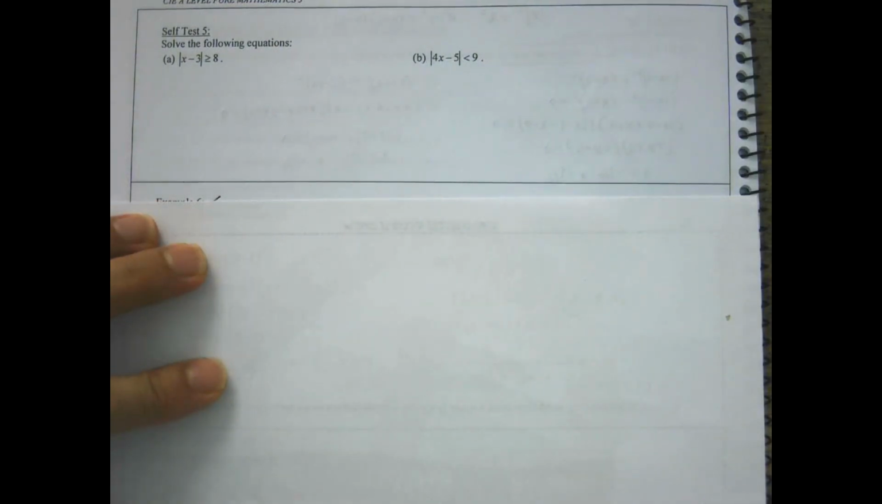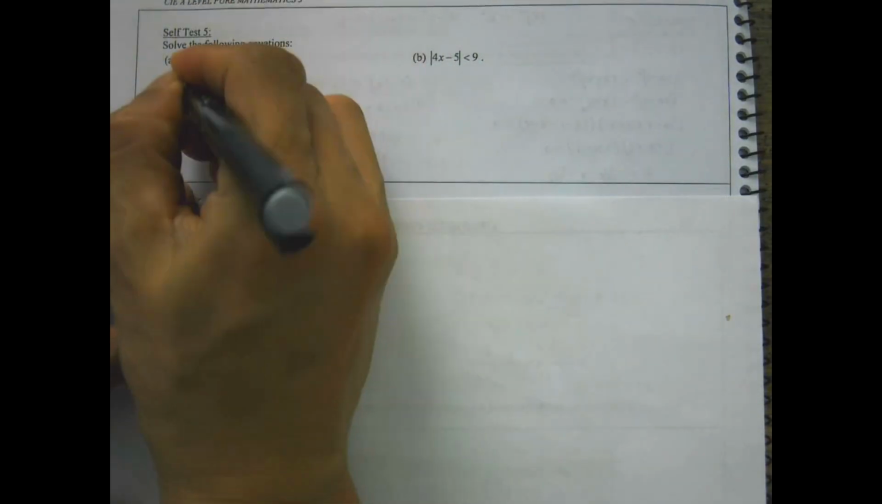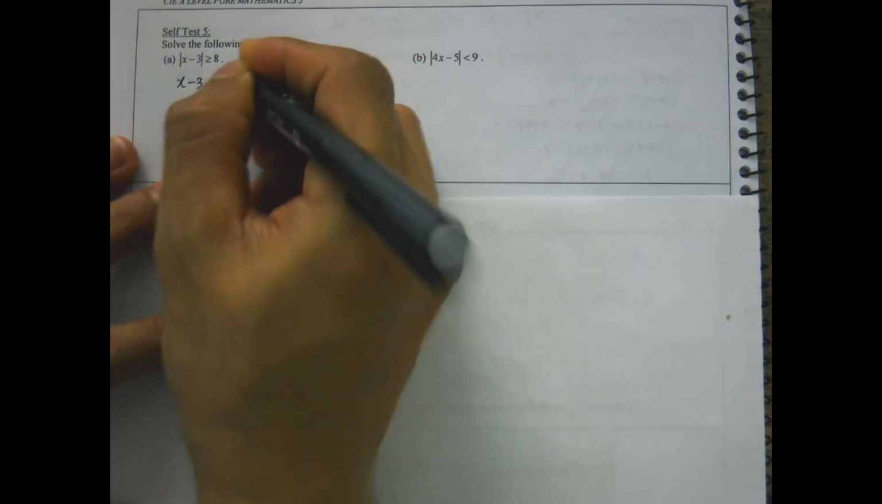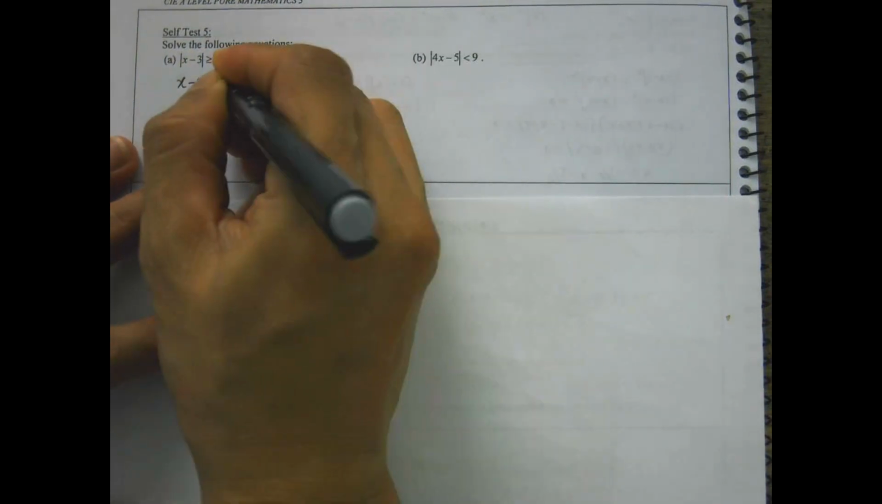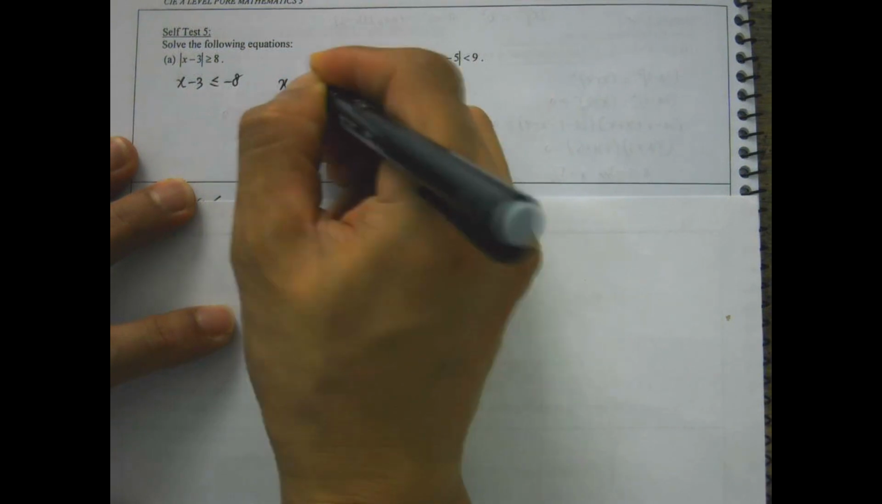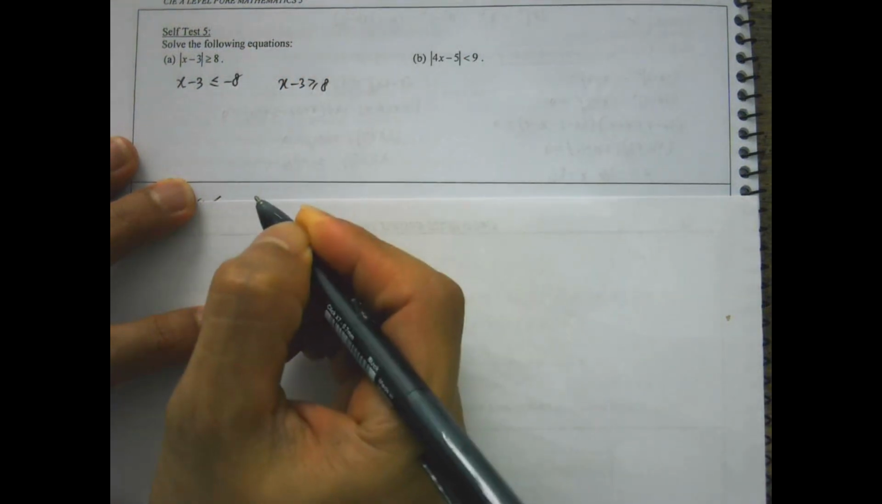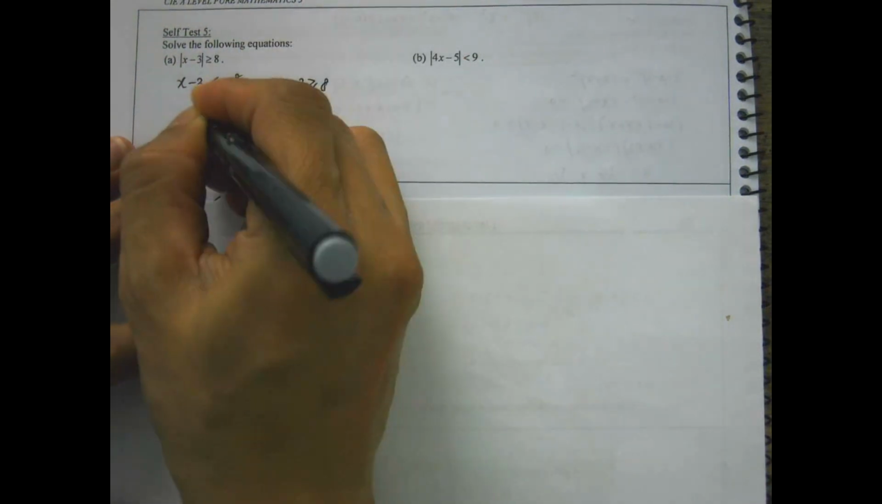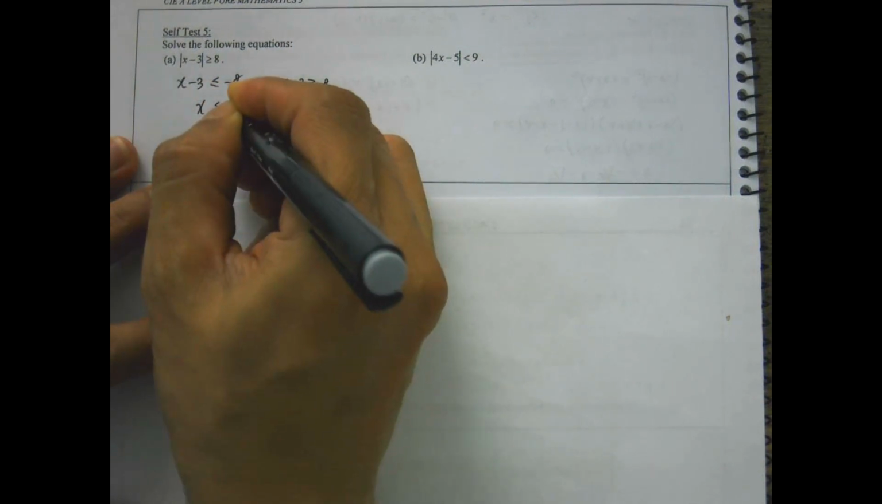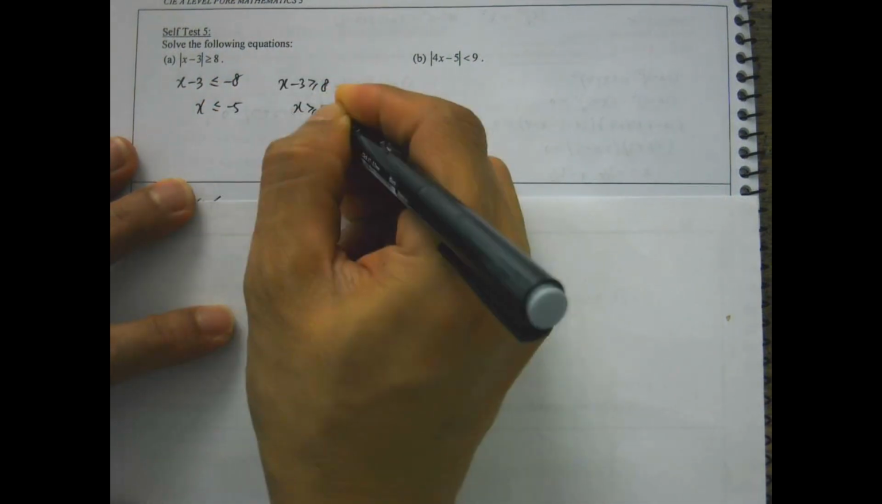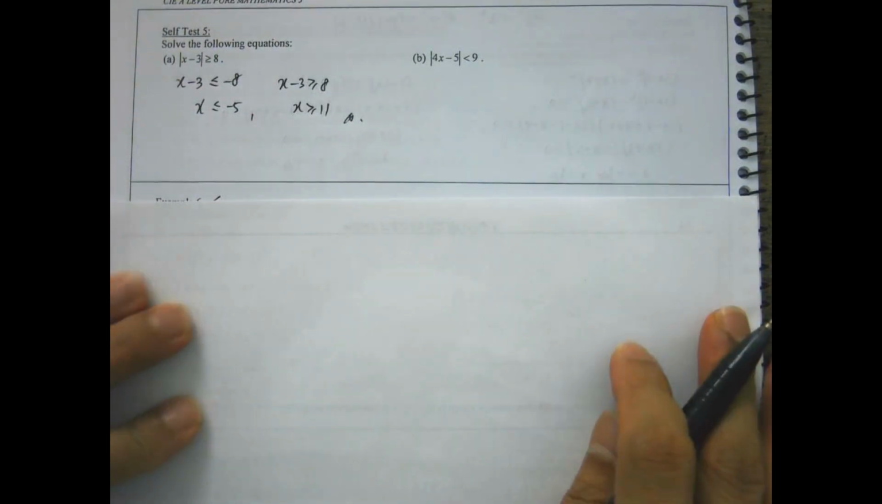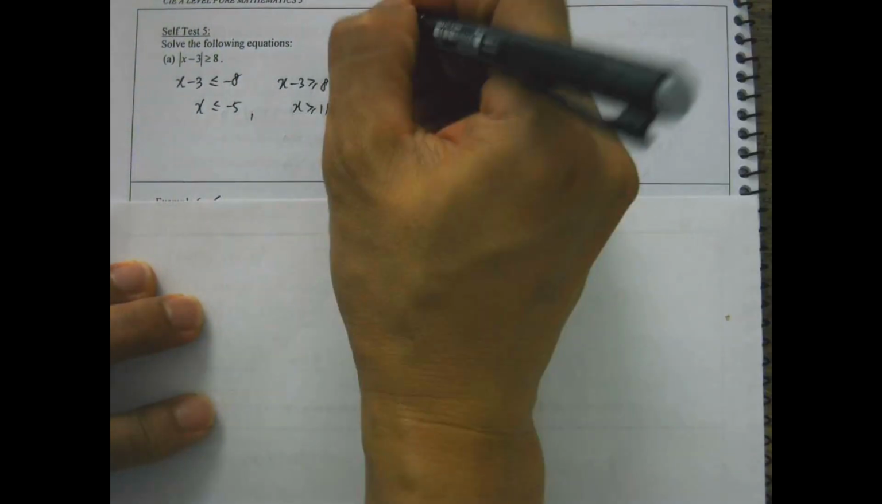Okay, for self-test 5, so what we can do is to open up the modulus. Every time you open up the modulus, there's always a plus minus. The negative one, we change the symbol. The positive one, we maintain the symbol, right? So here, if I transfer this over, x will be less equals to -5, x is greater equals to 11. That's all.